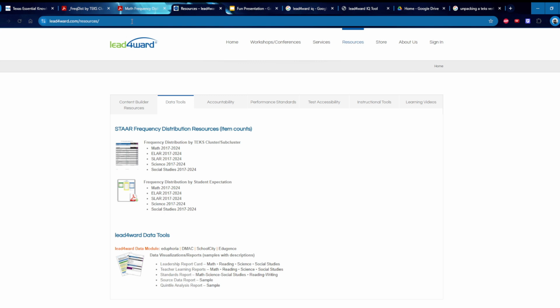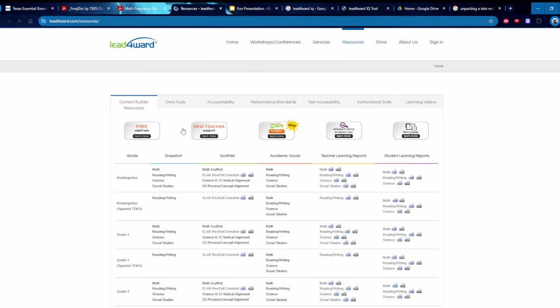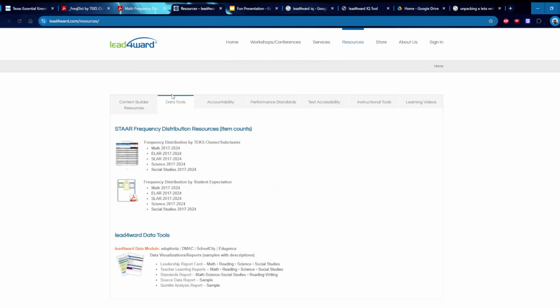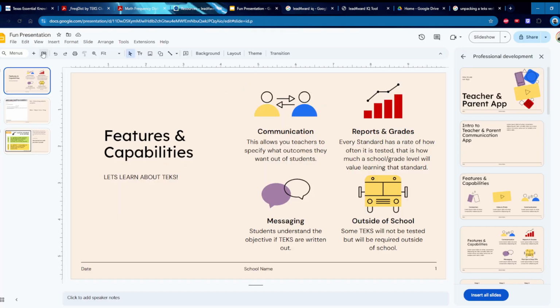Right here, if you're curious as to how to get to this, you can go ahead and look up leadforward.com. And then as soon as you do that, go ahead and go to resources, and click on data tools right here. And then after you do so, you can either click on math 2017 to 2024, math 2017. It gives you different charts to be able to look at. But let's go ahead and go on my presentation that I'm really excited about, by the way.